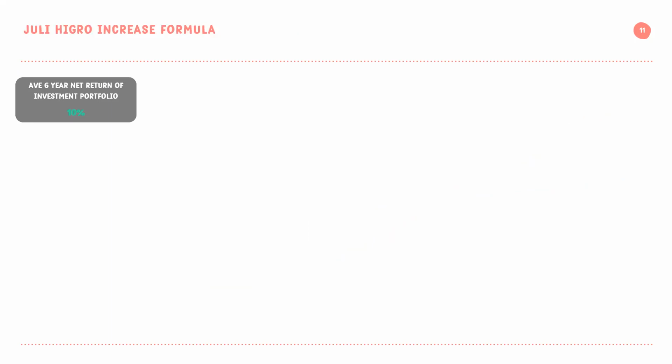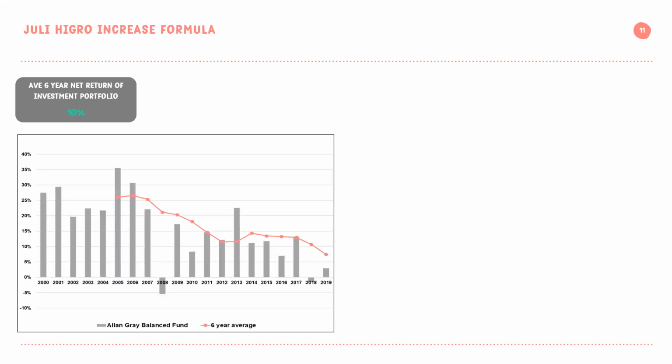If we then look at the annual pension increase, how that works, it's an explicit, transparent formula, so there's no hidden black box stuff. We're one of the few insurers that, in our product rules, make it clear exactly how the increases work. Essentially, the increases are based on a 6-year average return of a particular portfolio that the client chooses. In this example, I've used the Allan Gray Balance portfolio. Those bars represent the return of the portfolio over the last 19 years. The red line with the dots on it represents the rolling 6-year average.